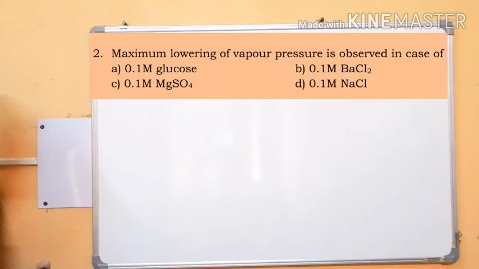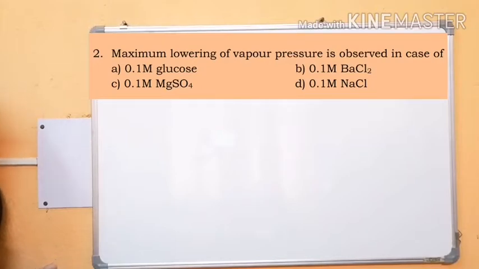The second question is, maximum lowering of vapor pressure is observed in case of 0.1 molar glucose, 0.1 molar barium chloride, 0.1 molar magnesium sulfate, 0.1 molar sodium chloride. Now since the concentration of all the solutions is same, 0.1 molar, and the concentration is given in molarity, the solution which has maximum n value will have maximum i value and will have maximum lowering of vapor pressure. So what is the trick?